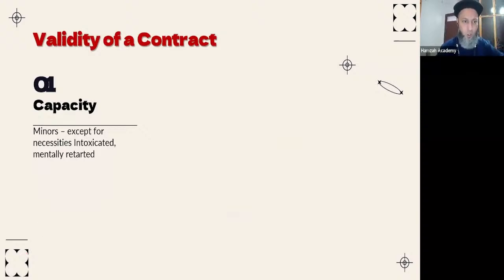Next is the intoxicated part, or mentally retarded. Somebody who is under the influence of an alcoholic drink at that time, for the time he's under the influence, he does not have the capacity. If he makes a contract, that is a void contract. Or if a person is mentally retarded, he is not a minor, he is a major, but his mental capabilities are such that he is not of a sane mind, then he cannot enter into a contract.